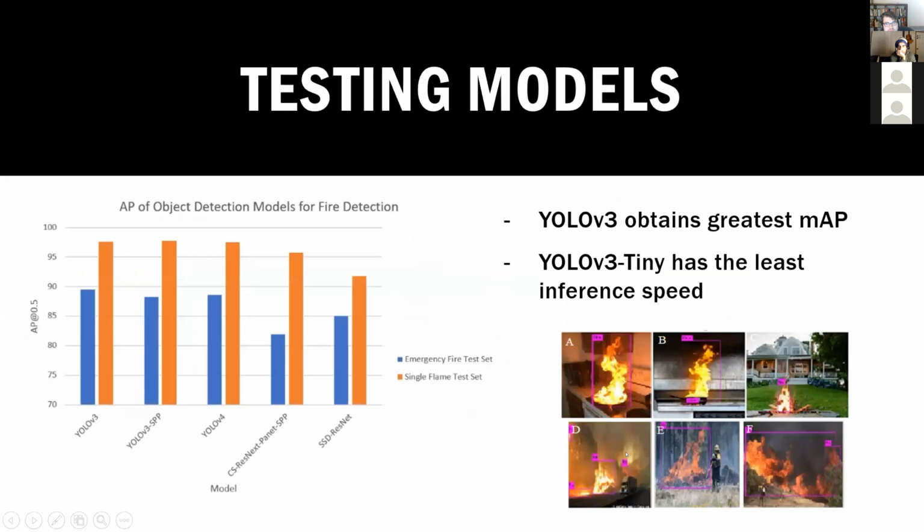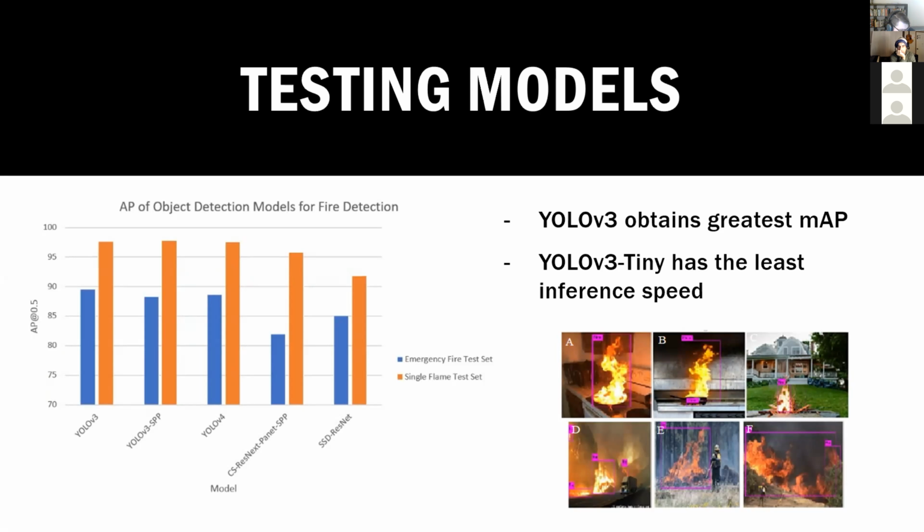After the data set was configured, I tested a bunch of object detection models, such as YOLO V3, V4, and SSD. I wanted to see which one would obtain the highest mean average precision. After doing a bunch of testing, I found out that YOLO V3 obtains the greatest mean average precision at 89.5% on the emergency fire test set and 98.7% on the single flame fire test set.